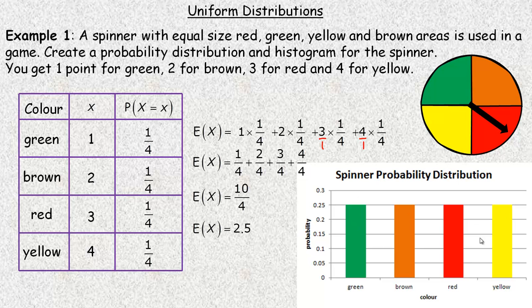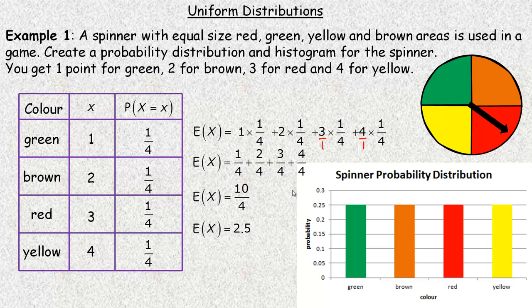This is what the probability histogram looks like, and the reason this is called a uniform distribution is because all the probabilities are the same. Notice that there are 4 areas and the probability is 1 over 4. There are 4 bars here, and the probabilities are all 0.25. So for a uniform probability distribution, all the bars are the same height because all the probabilities are the same.